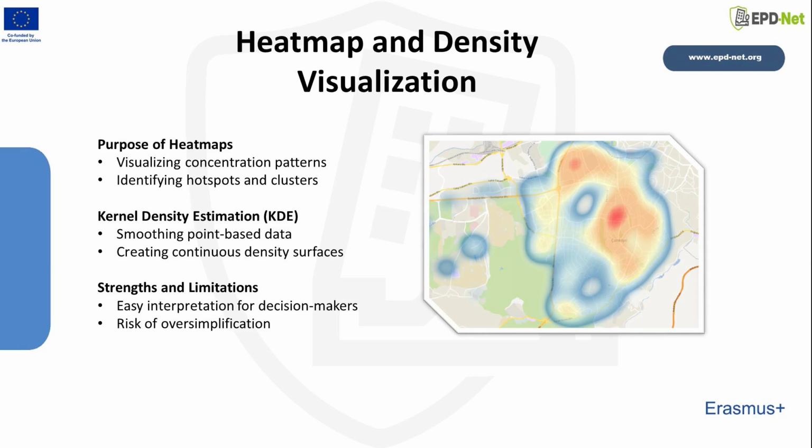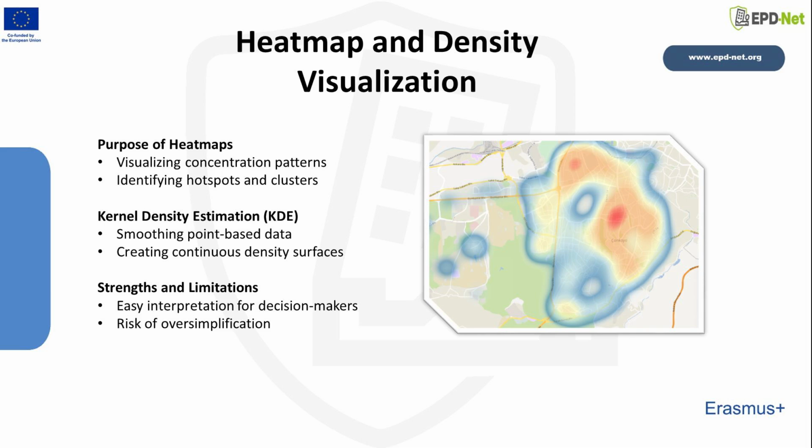Heat maps are commonly used to visualize spatial concentration patterns in urban data. They help identify hotspots and clusters by showing where people, activities, or services are most densely located. This visual representation makes complex spatial patterns easier to interpret.